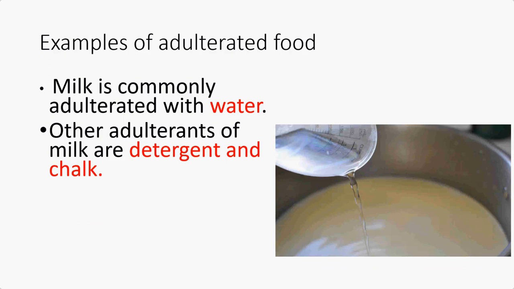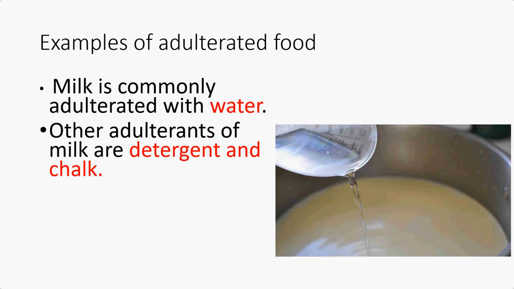Milk is commonly adulterated with water. So what is the adulterant used? What is the substance used to make milk impure here? Water is used. Please remember this because you will have few questions. Okay, the common substance that is added to milk to make it impure is water.